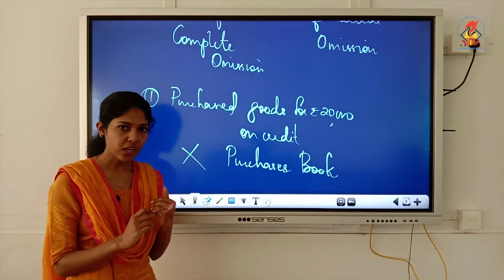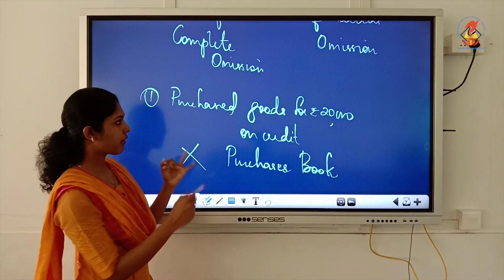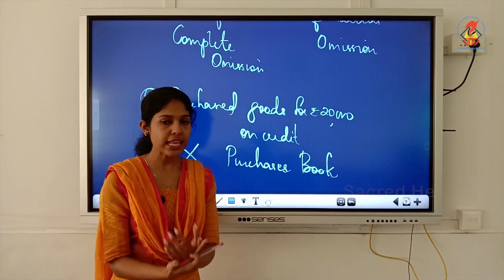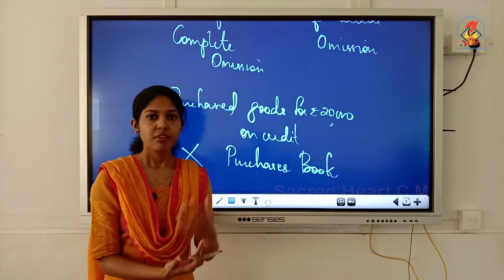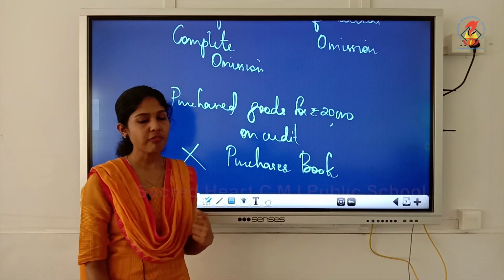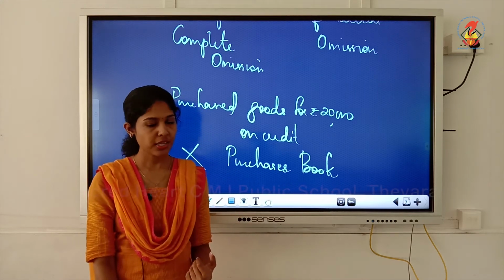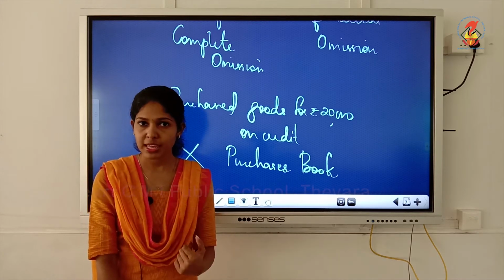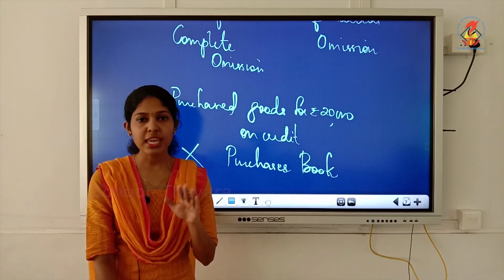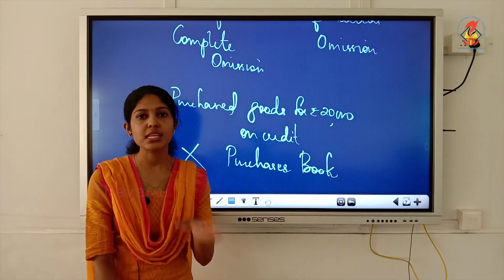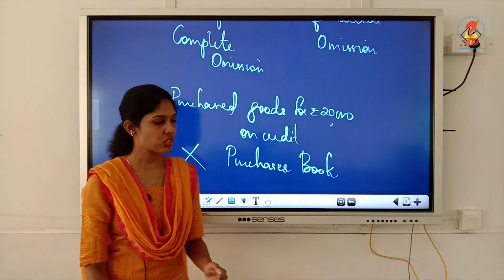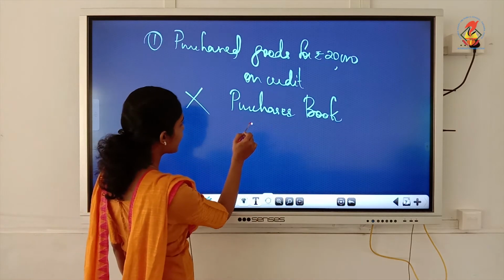That is called error of complete omission. Or you can write sold goods for rupees 20,000 on credit and you didn't record it in sales book. Credit sales must come in sales book. We didn't record it in sales book. We omitted. That means it is again an error of complete omission. Understood? Will it affect the agreement of the trial balance? No. When it is completely omitted, it will not affect the agreement of the trial balance. Meaning is trial balance will tally or trial balance will agree.